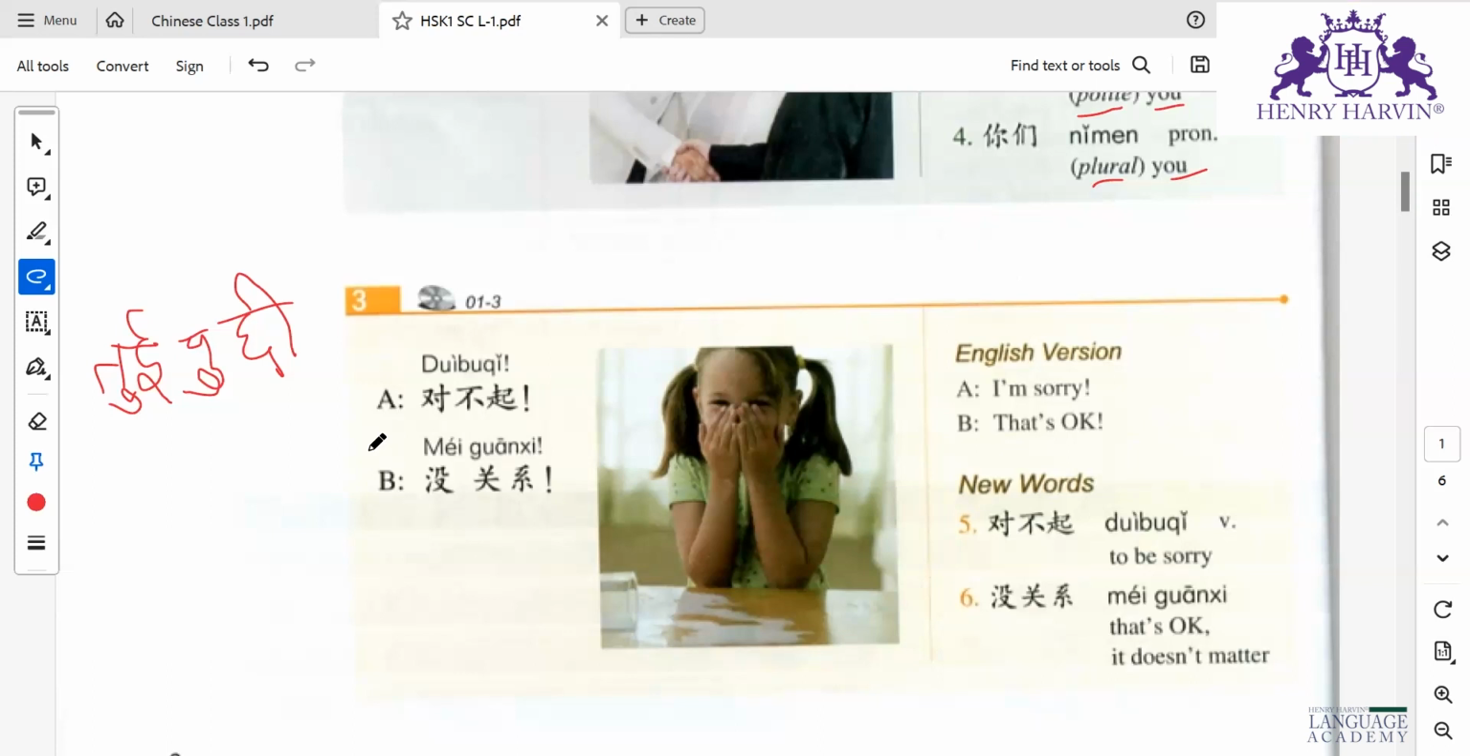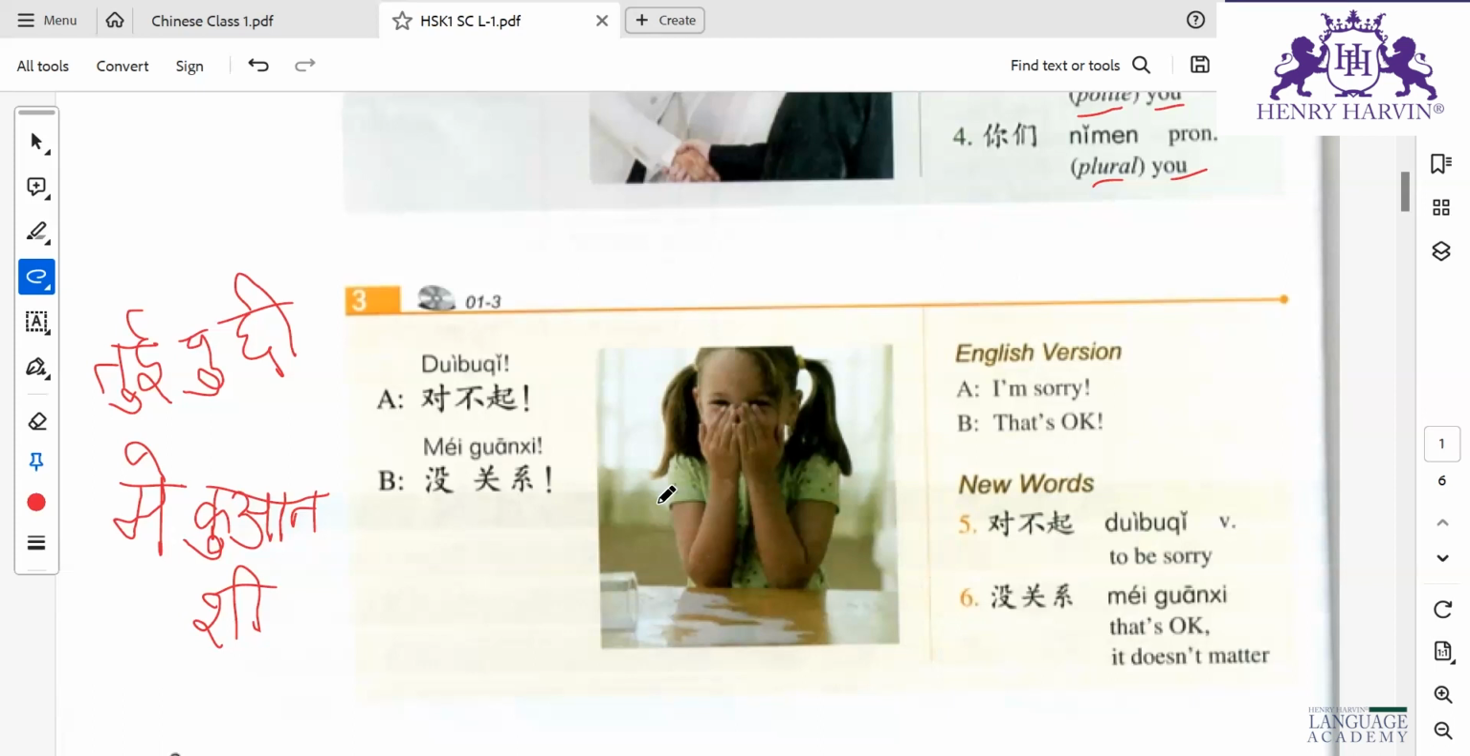Then in the reply, you will say me, then we will say quan, and then shi. Me quan shi. Repeat now. Me quan shi.